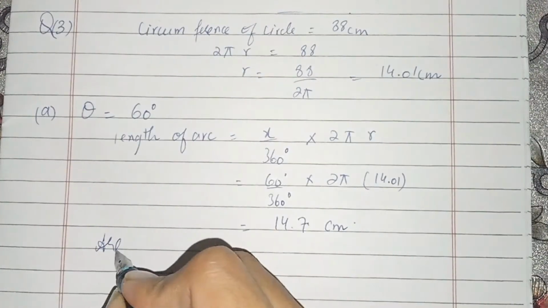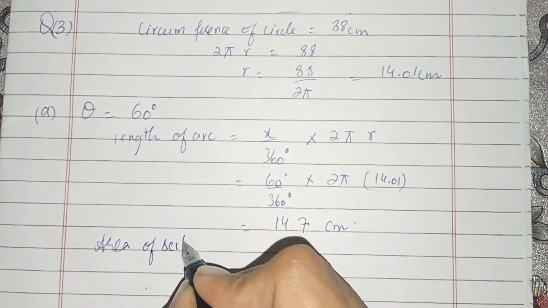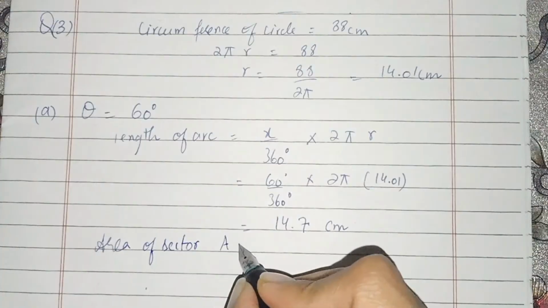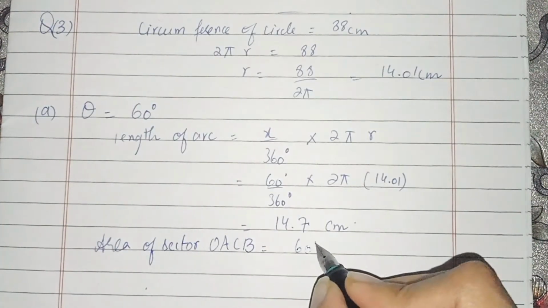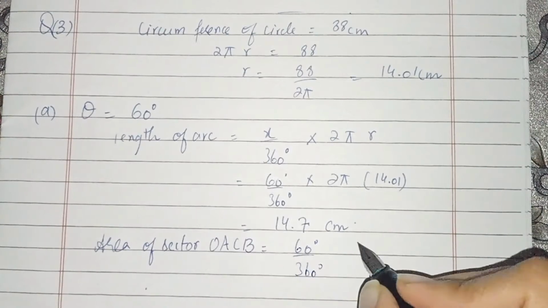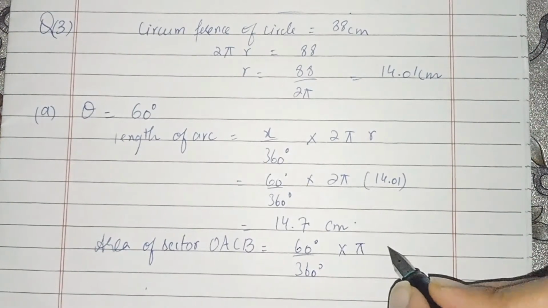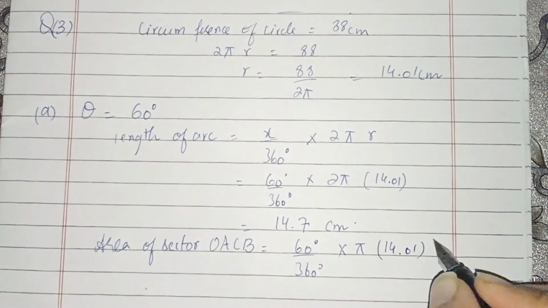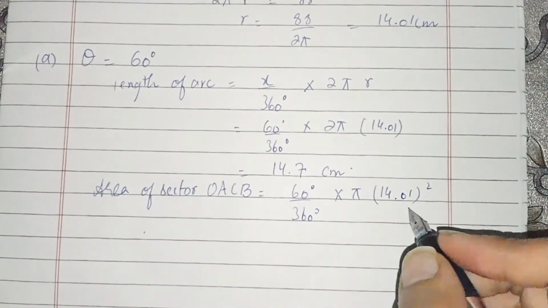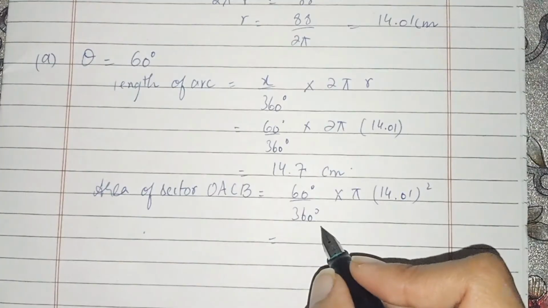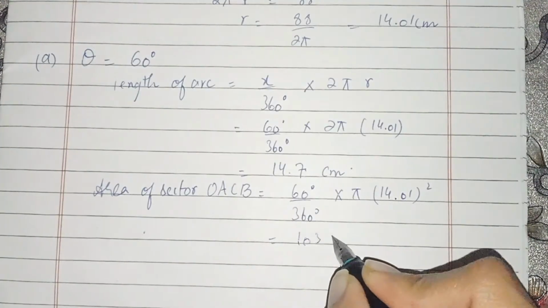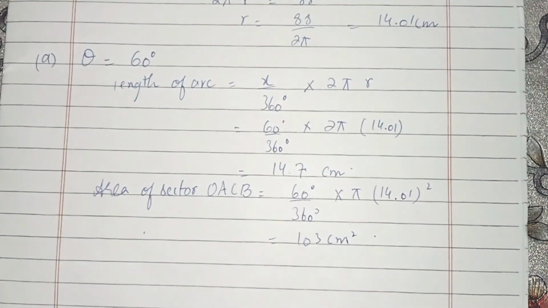And the area of sector OACB is 60 over 360 degree. You know that area is pi r square, and this one. Now we can solve, and by solving it we get the area is 103 centimeter squares.